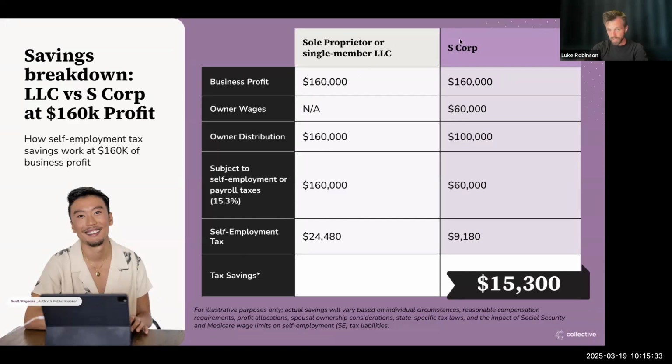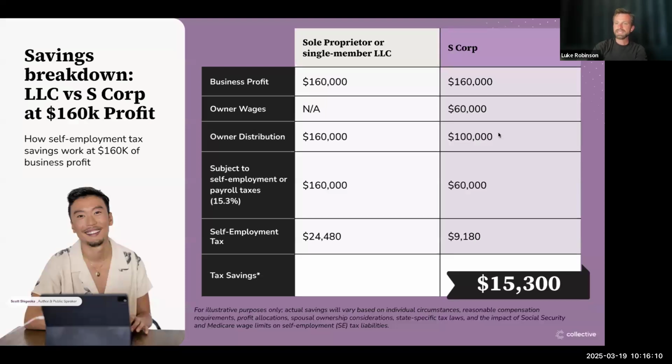An S Corp works completely different. As we mentioned before, now that you're an employee of your own business with an S Corp, you pay yourself a salary. So you're making the same amount of money at 160 grand, but in this scenario, this person is paying themselves a $60,000 salary. They've determined that this is a reasonable salary for them in this situation. So now the $60,000 is paid out to them in salary, but they can give themselves a $100,000 distribution, an owner's distribution of the business profits. It's what this $100,000 is.